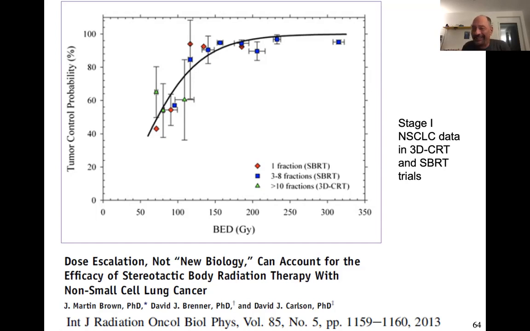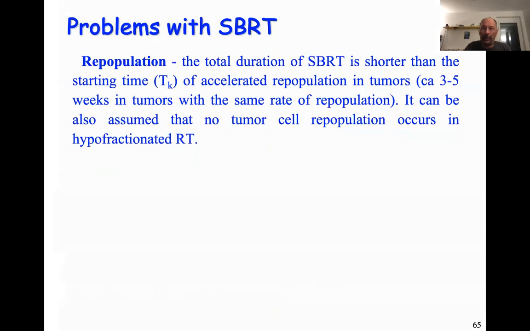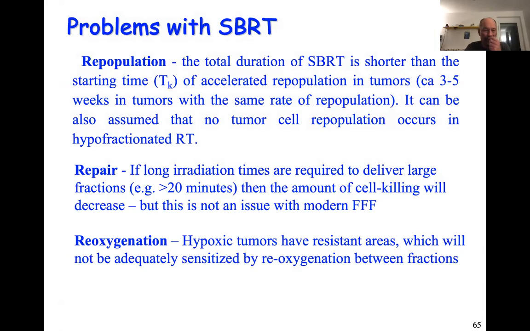No, it's mathematical. So there's still a very heated debate here on whether there is a new biology behind SBRT, or you can actually use the simple alpha beta model. The linear quadratic model works perfectly. There are a couple of problems, still. Not so much repopulation. Repopulation, of course, gets better with SBRT.